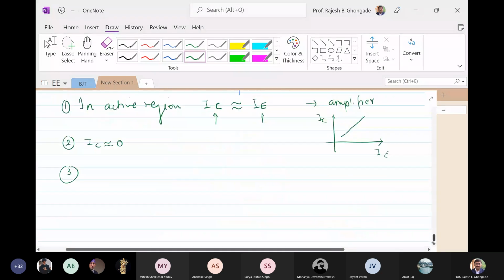तो यहाँ पे यू विल सी दैट द कलेक्टर करंट increases exponentially. This is important. As you increase VCB from -1 volt to 0 volts. सर ये सैचुरेशन रीजन का थर्ड पॉइंट.